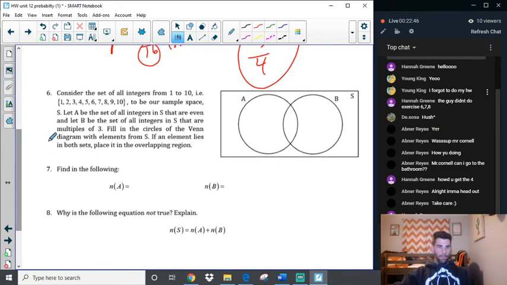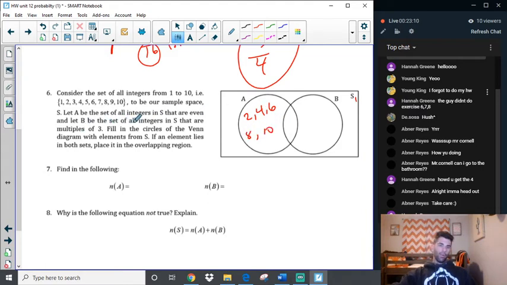Alright, so consider the set of all integers from 1 to 10 to be our sample space. So in this box here is 1 to 10. Okay, so the sample space is 1 through 10. So let's now see where all of the numbers go. Let A be the set of all integers in S that are even. So here we'd get 2, 4, 6, 8, and 10.